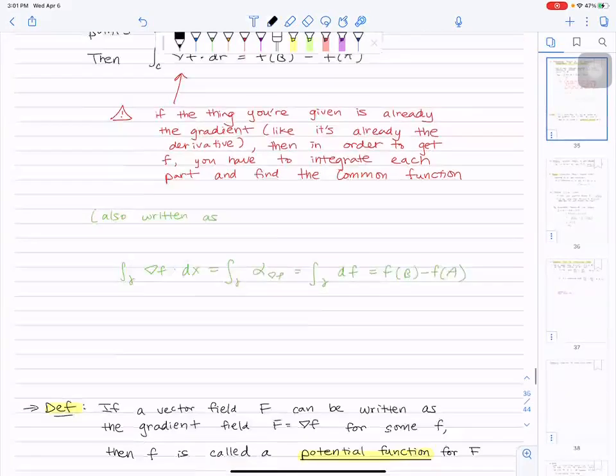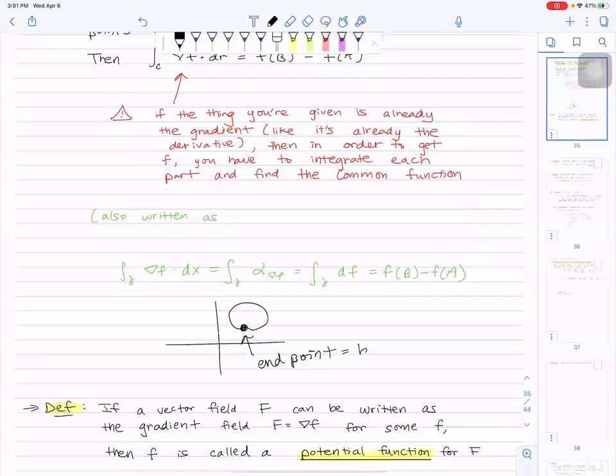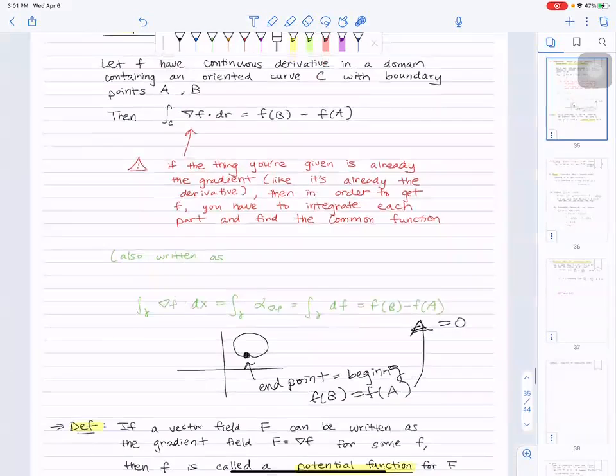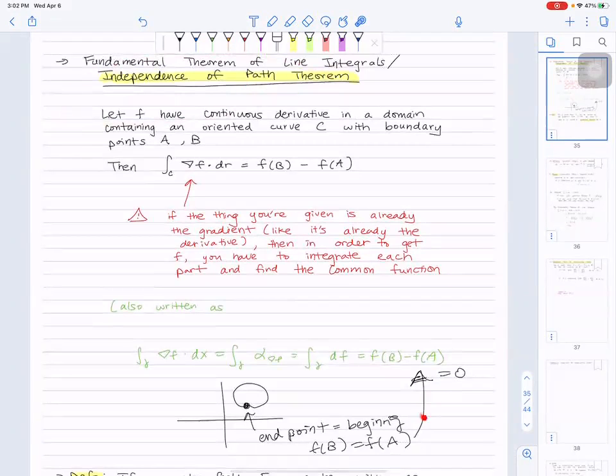And so the example we did before all this, where I said somehow we got 0, that happened because our endpoint equaled our beginning point. So if we have some function and our endpoint equals the beginning point, that means f of b equals f of a. So when you do f of b minus f of a, you get 0. And that's why it happened to be 0. So instead of doing that whole integration we did above, we could have just noticed this pattern and said by this theorem, it's 0.